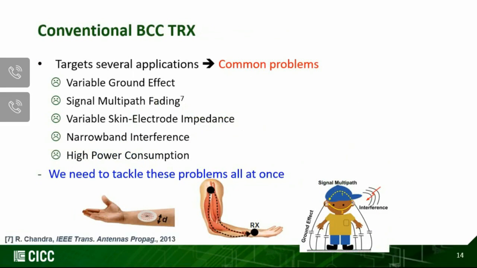Now, within the BCC, there are also many efforts made to make it more ideal. So let's look at some conventional BCC transceivers, which target several applications and have common problems, by the way, such as variable ground effect. I already mentioned the varying return path capacitance results in this variable ground effect, and signal multipath, variable skin electrode impedance, high power consumption, and so on. So we have to tackle these problems at once.